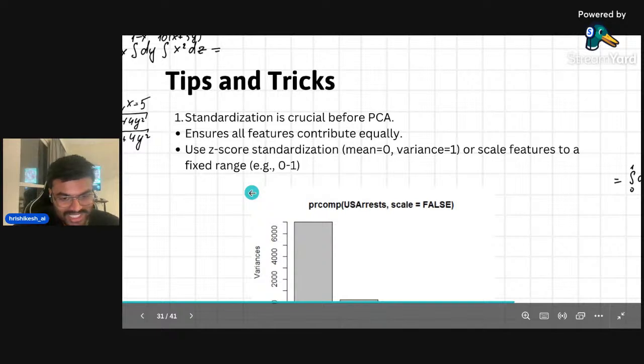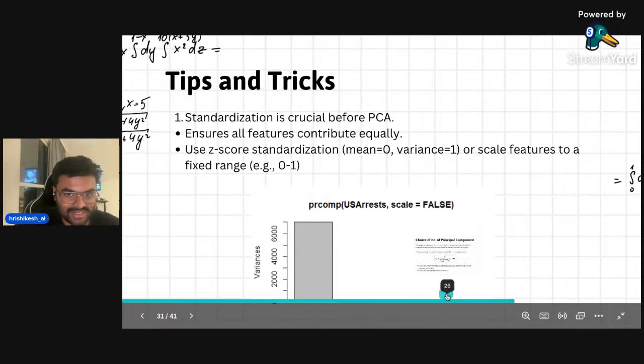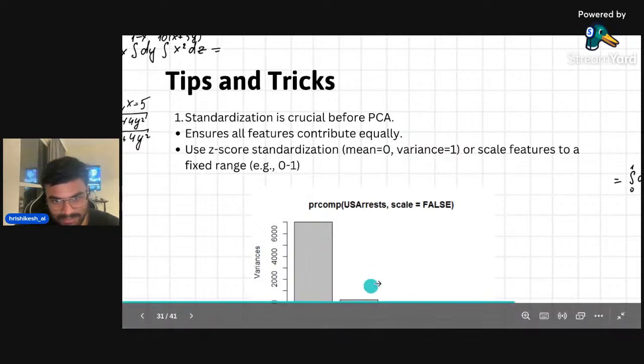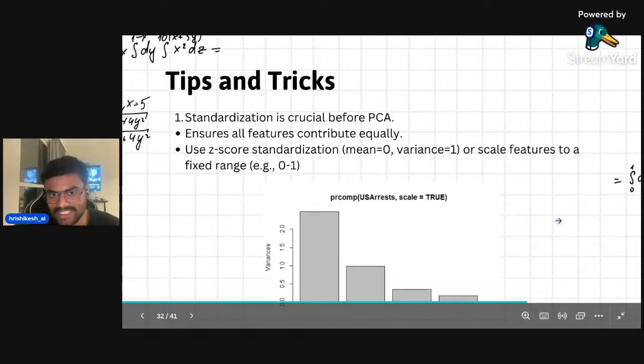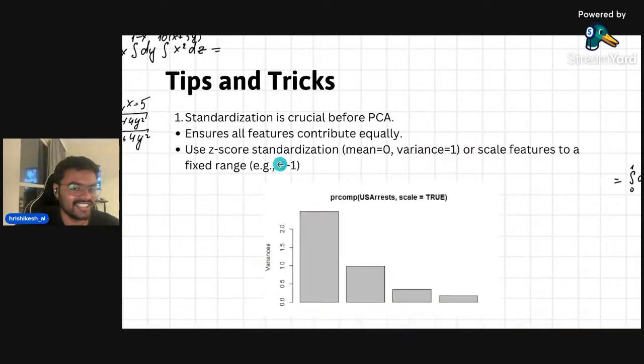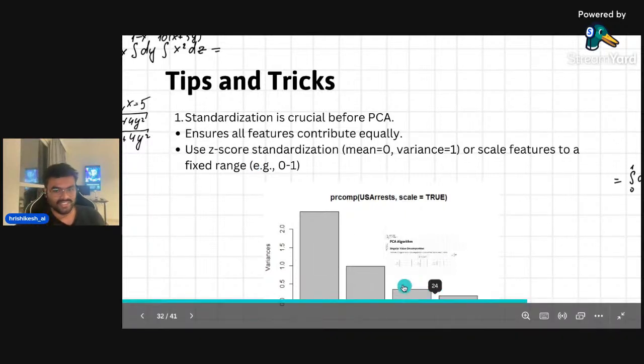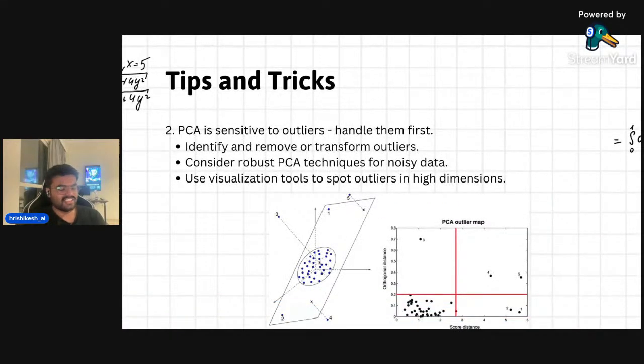In this you can see only the first component contains a lot of the information, and the second one doesn't. Also, this could be the effect of an outlier. And when you do the standardization, you provide equal opportunity for them to show whether they actually influence the target column or not. So here we can take two, or we can take three. That's why standardization is important.